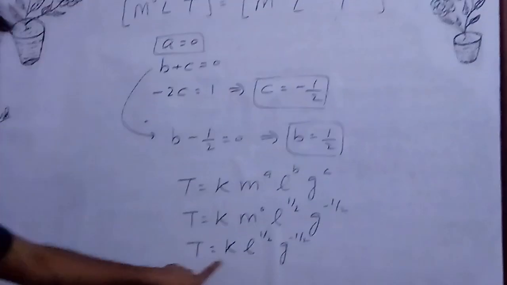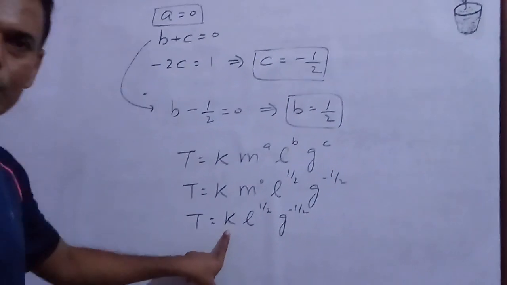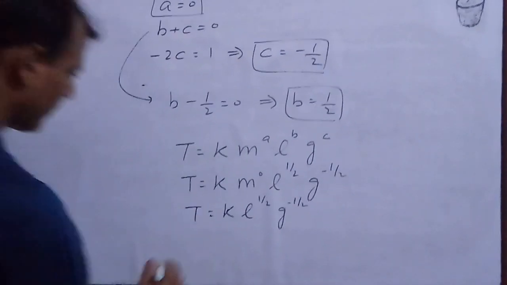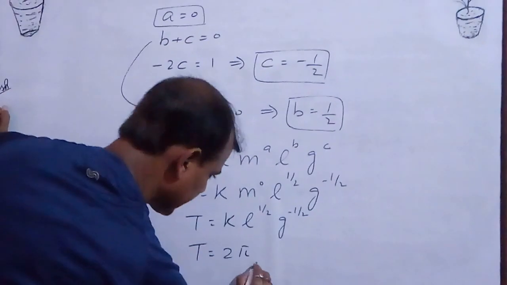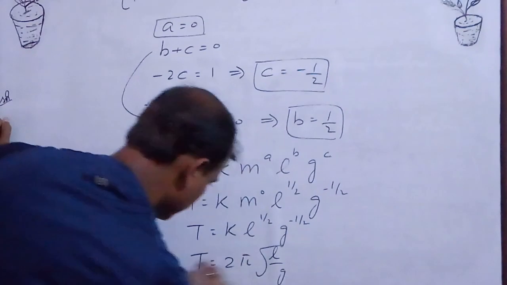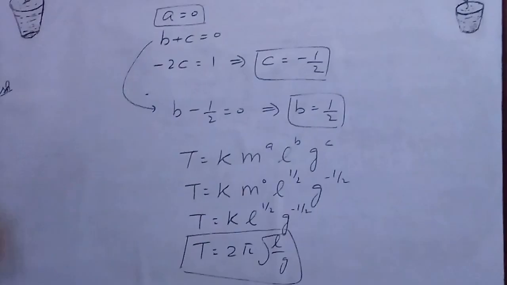Now, in many equations you don't know what the constant is, but in this equation you know the constant. I think all of you know it. It's 2π. The final formula becomes T = 2π, and we can write this as √(L/g). So this is the formula obtained by the method of dimensional analysis.